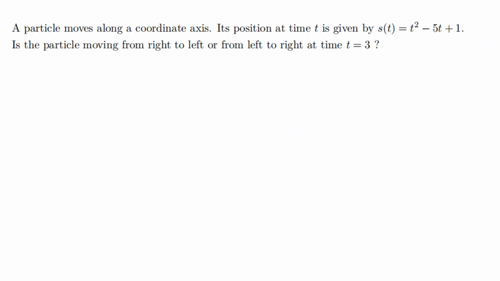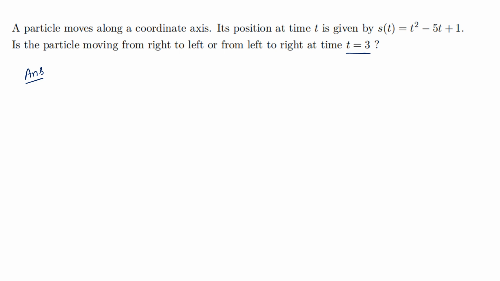Now we concentrate on this problem. A particle moves along a coordinate axis. Its position at time t is given by S of t equal to t square minus 5t plus 1. Is the particle moving from right to left or from left to right at time t equal to 3? Very simple problem. What is the direction of the particle? For this, at time t equal to 3, we have to find the velocity.